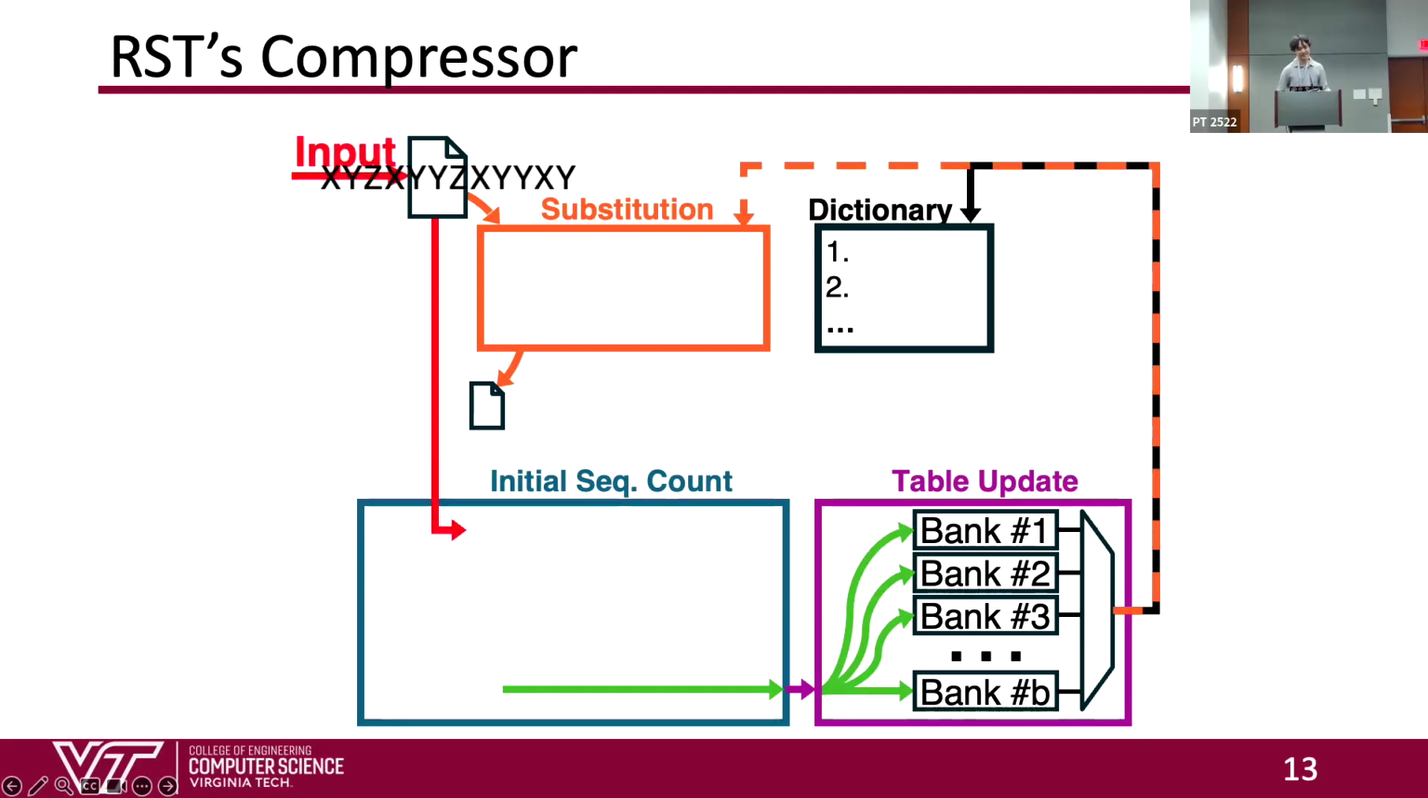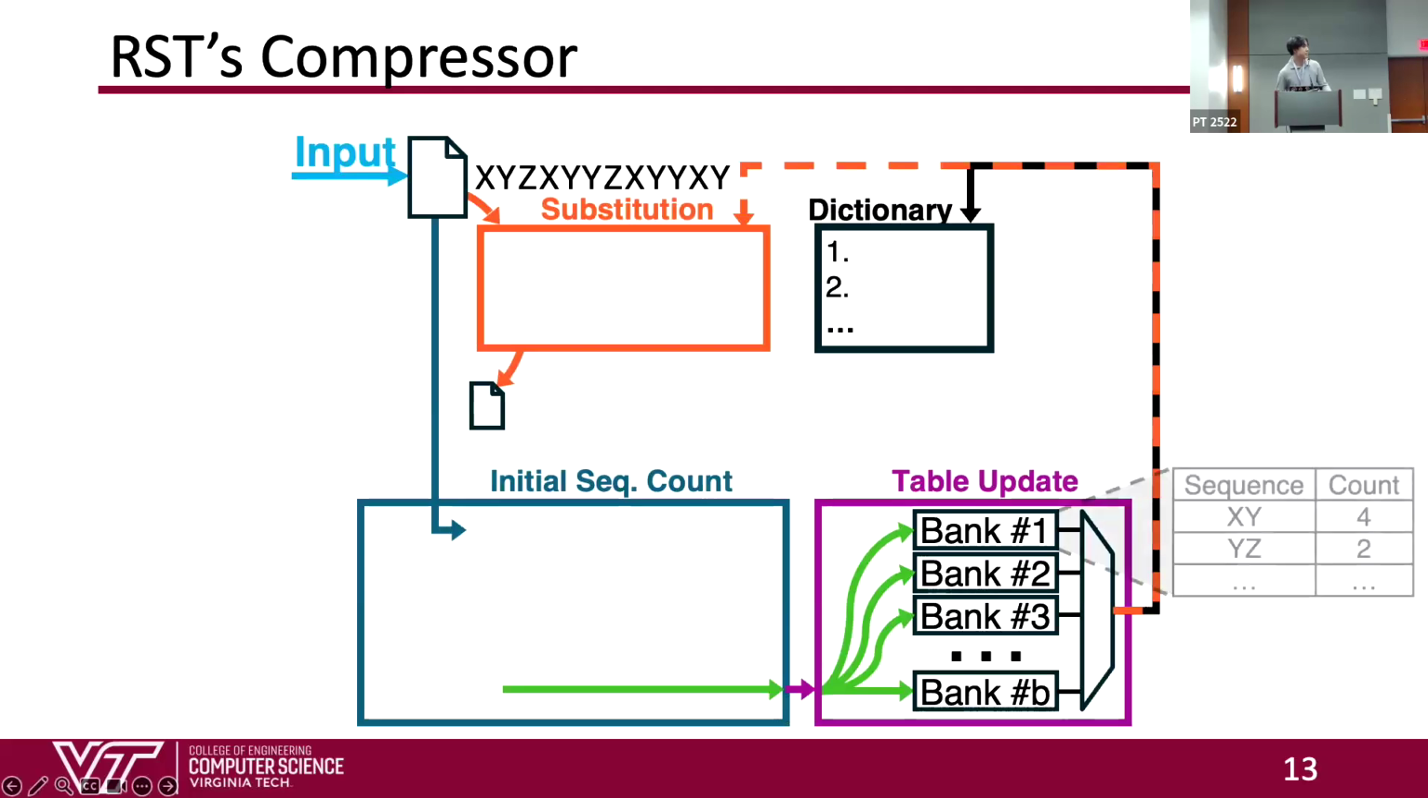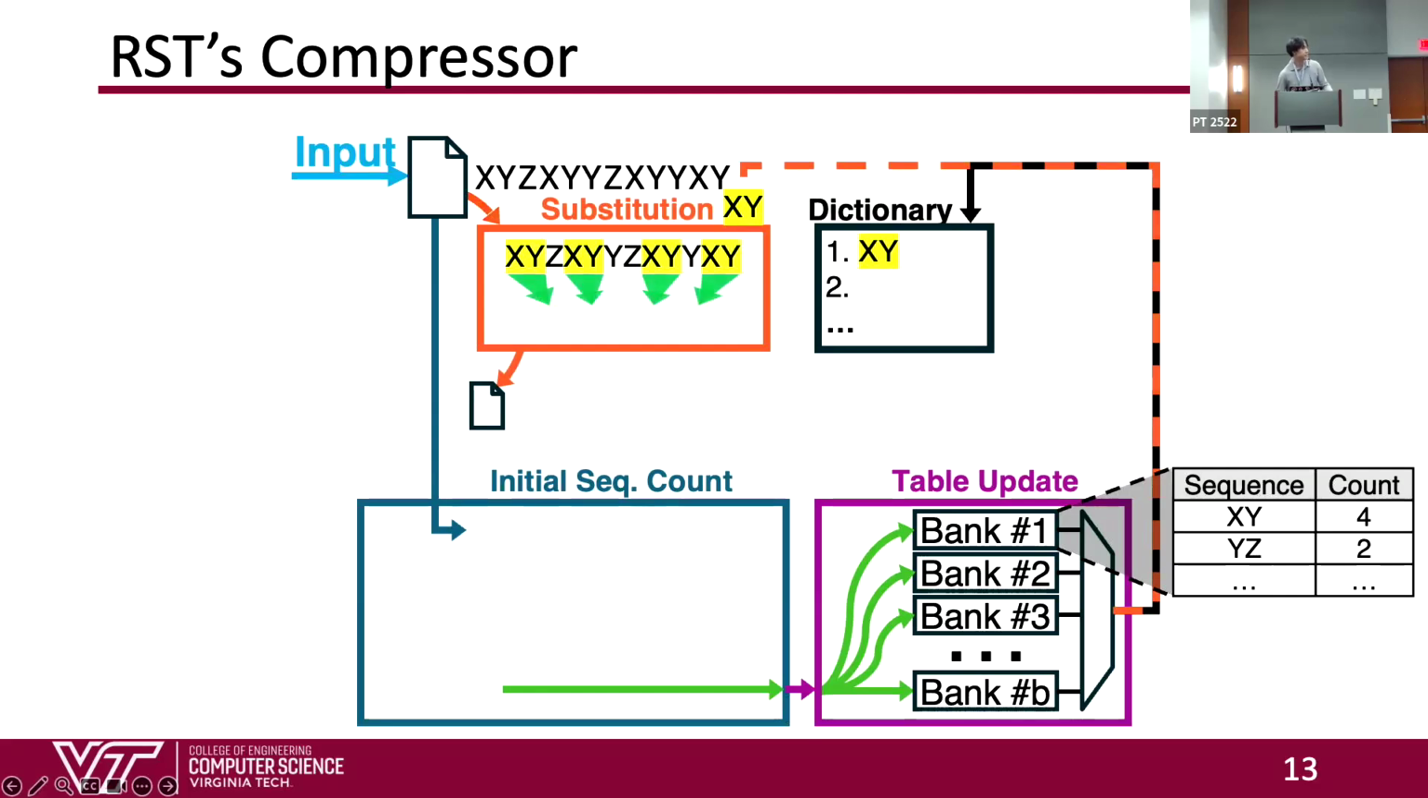So you can see the same input as before. First, the sequence count module is going to count up every occurrence of the sequence, and put them into a banked SRAM. You can see that there are 4 occurrences of XY, etc. The top utility sequence is chosen and added to the dictionary. And then the substitution module, completely in parallel, will match and substitute all occurrences of the sequence.